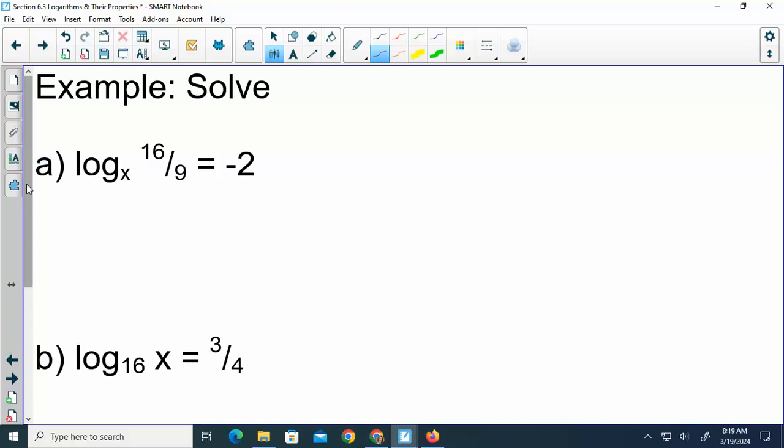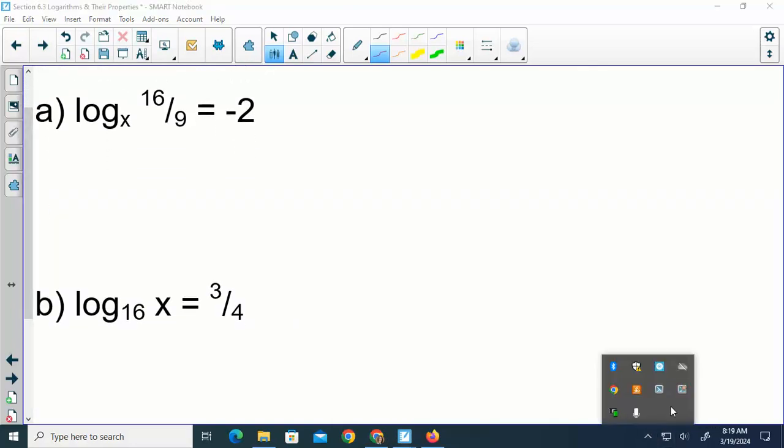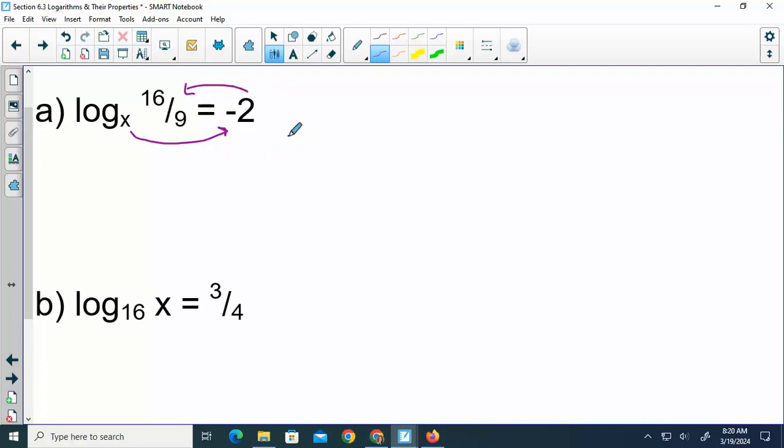Why don't you guys try a couple? So this will give us x to the negative 2 equals 16 over 9. Different options. What'd you guys do? Okay. Then what? You square rooted each side.